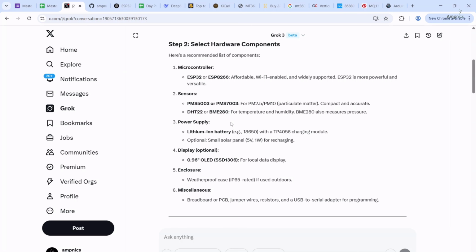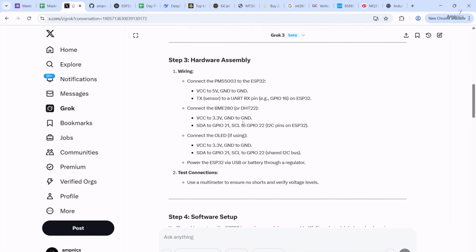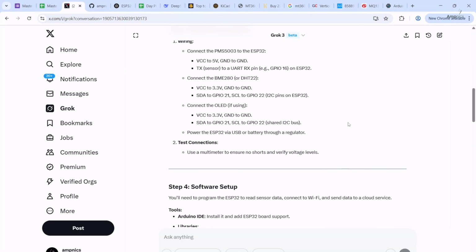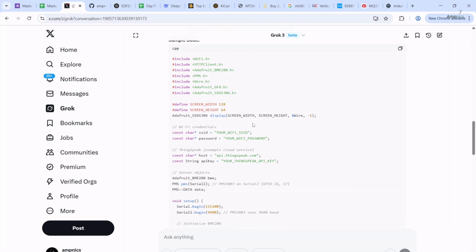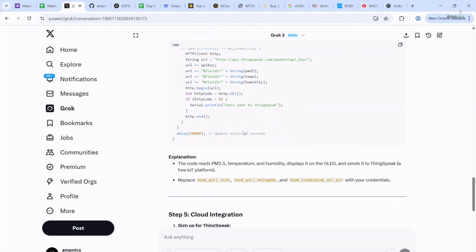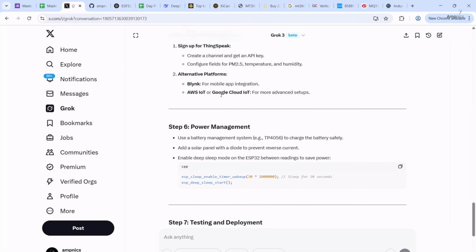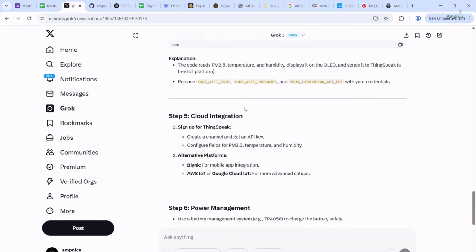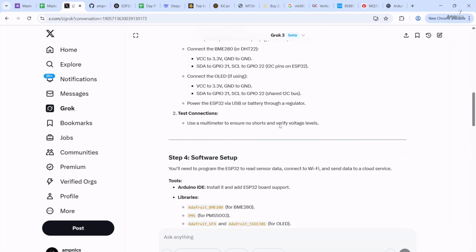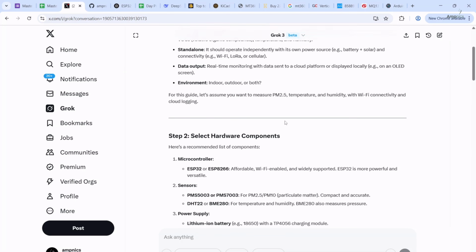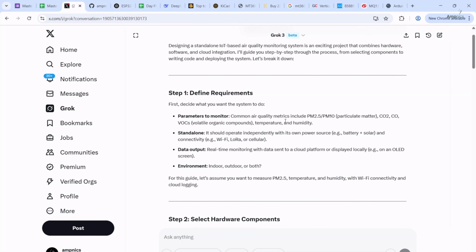So for that reason, you cannot rely on AI tools 100%. But if you have a little bit of foundation in electronics, then you can use AI tools with their full potential. Then for hardware assembly, it is giving the pins and all. For software setup, it is giving us the code also. Then cloud integration, whatever cloud you use, is not our part. We are only interested in designing the hardware at this point. In this video, we are only concerned about the hardware.